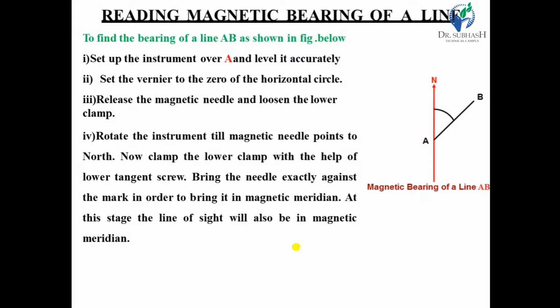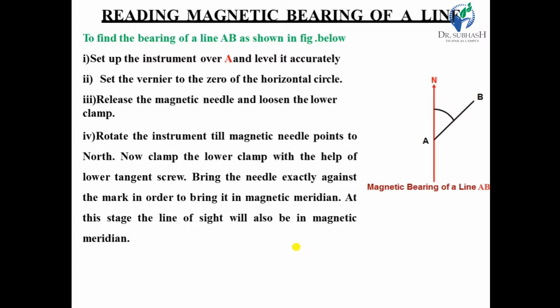After that, we are moving to reading the magnetic bearing of a line. How can we read the magnetic bearing of a line? To find the bearing of line AB as shown in the figure, we have to set up the instrument over A and level it accurately. Set the vernier to 0 of the horizontal circle. Release the magnetic needle and loosen the lower clamp.